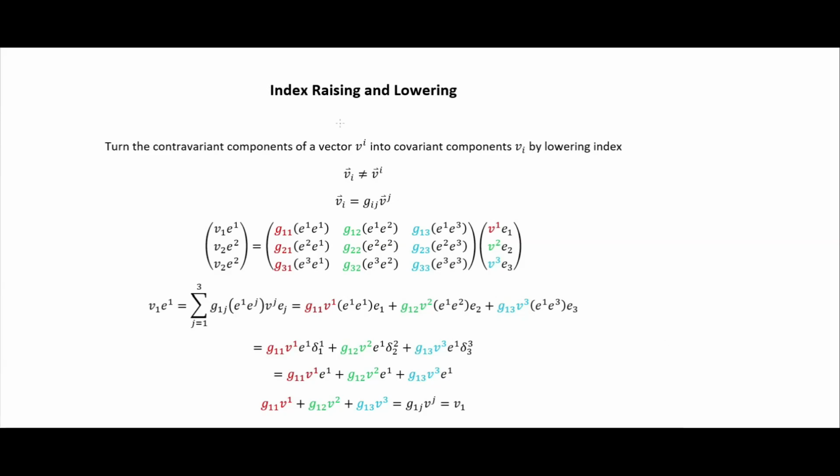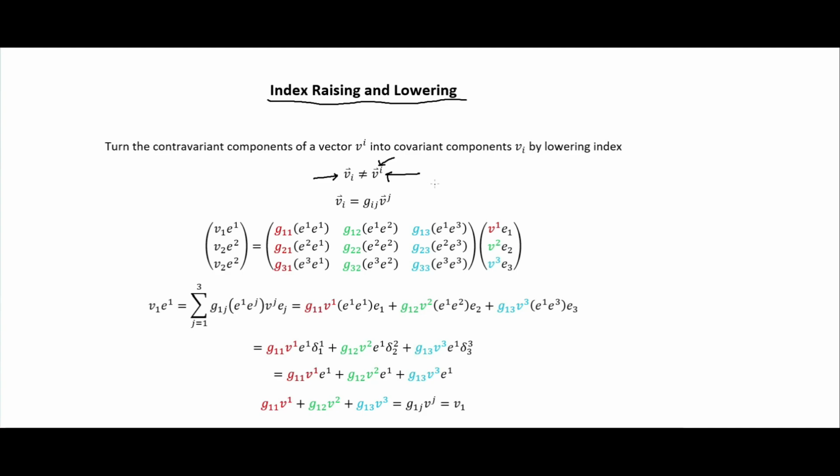In this video, I'm going to talk a little bit about index raising and lowering. This is really a big thing in working with tensors and doing tensor algebra and tensor calculus and so forth: switching between different vector spaces. What I have shown right here is that it's not necessarily the case that these covariant vectors and these contravariant vectors are going to be the same thing.